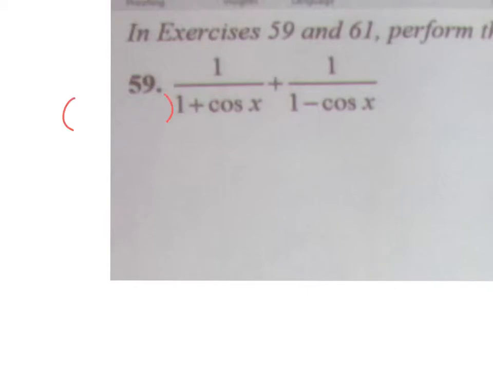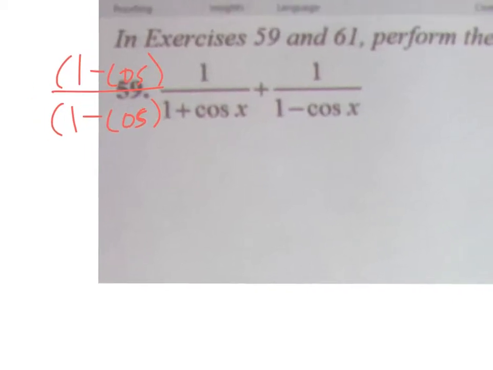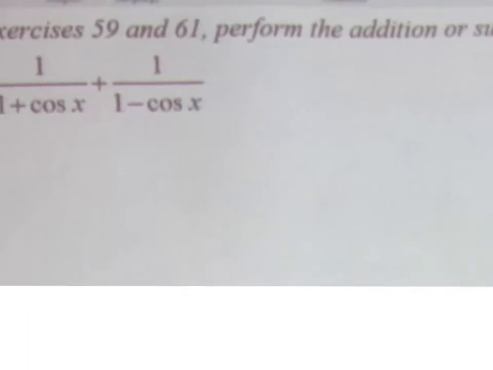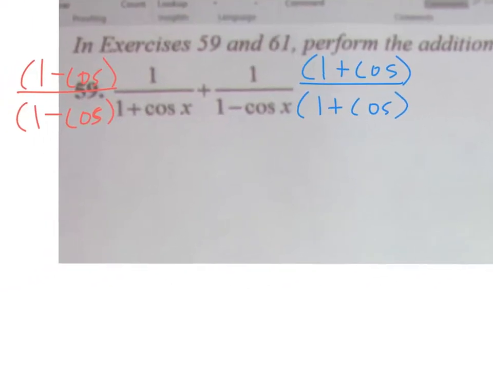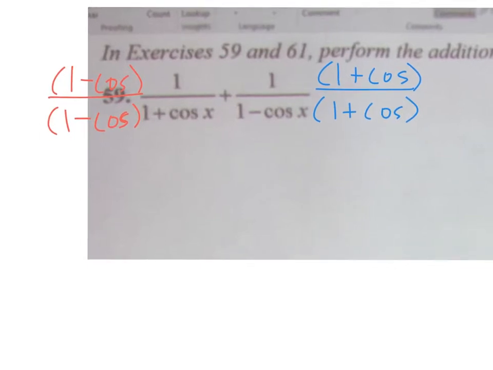So if I want them to be the same, this one needs to have a 1 minus cos involved. So I multiply by 1 minus cos on top and bottom, which is basically 1, right? Anything divided by itself is 1, so I'm not really changing this. And this one I'm multiplying by 1 plus cos because that's what the other denominator happens to be. So I'm using this algebra strategy to add fractions by having the same denominators.